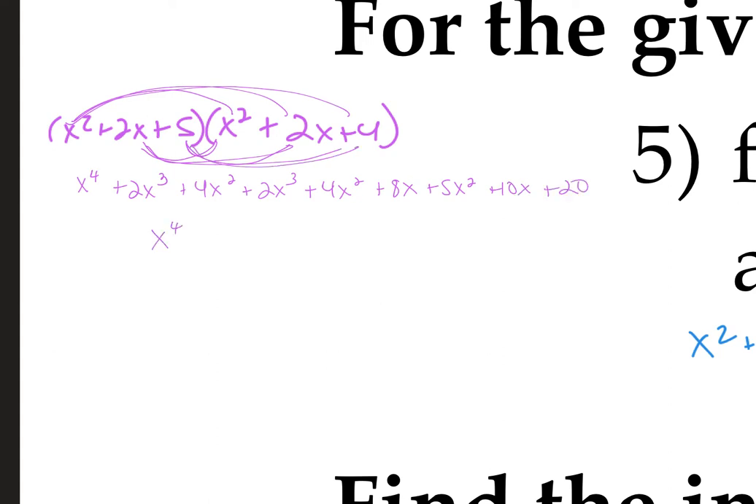There's 1x to the 4th. There are 2x to the 3rd twice, so that's 4x to the 3rd. There's 4x squared plus 4x squared is the 8x squared, plus 5x squared, so 13x squared. 8x plus 10x is 18x plus 20.